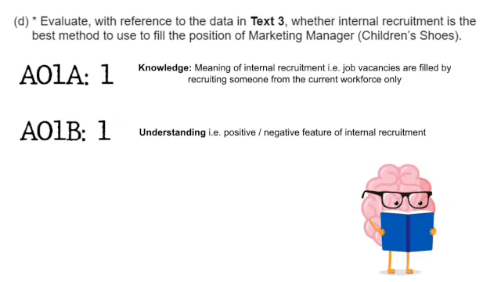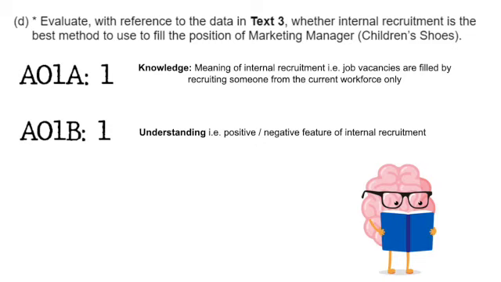This video is for OCR GCSE Business Studies and it's looking at paper 1, text 3 and the 9 marker, the 9 marker which asks you to refer to the data. So let me give you an example. With this question we've got to evaluate with reference to the data in text 3 whether internal recruitment is the best method to use to fill the position of marketing manager.